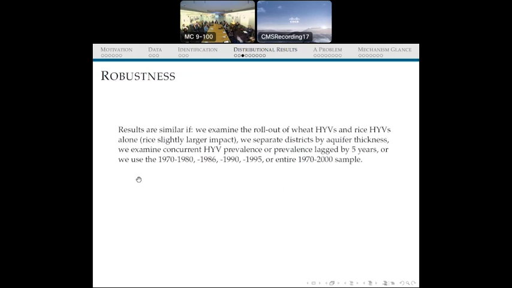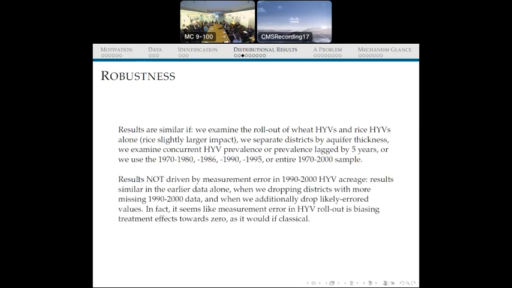Results are similar if we examine the rollout of rice or wheat HYV separately. If we look at districts with high aquifer availability, low water availability, high water availability, if I look at different scans of data, they're also not driven by that measurement error. If I systematically start throwing out the districts that have that really crummy looking data that I showed you at the beginning, the results actually get stronger. So it looks more like that measurement error is classical. It's biasing the effects maybe towards 0 instead of driving the effects, which I was very worried about in the beginning.